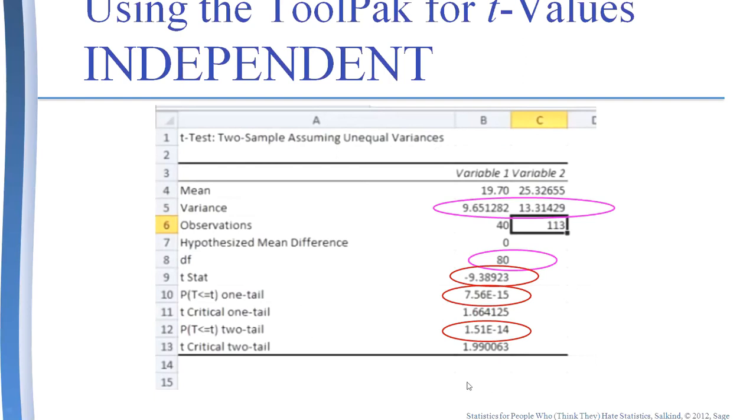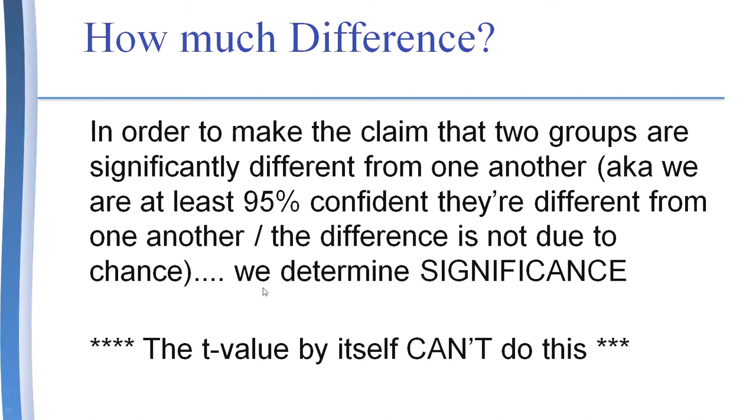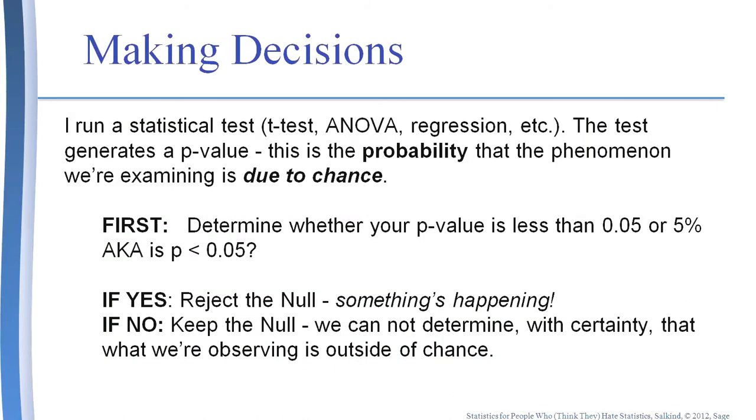All right, so those are the key places to look for a t-test. Remember that the t-score alone does not determine whether or not we accept or reject our research hypothesis, because it doesn't give us significance. The only thing we care about in order to determine significance is the p-value, right? And so we go back to this very, very important slide where if the p-value is less than 0.05, then we can reject the null, we can accept our research hypothesis and say something's happening. If our p-value is above 0.05, we have to keep the null. We have to say there is no difference between our two groups.